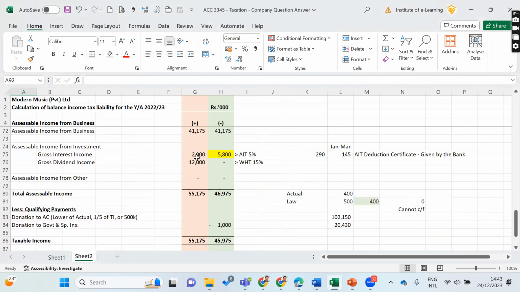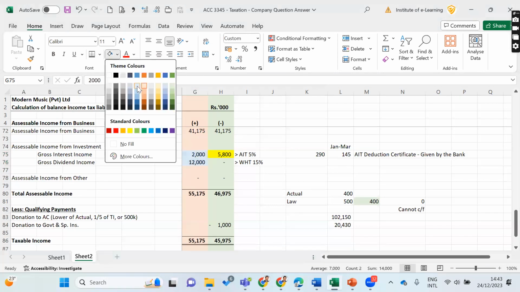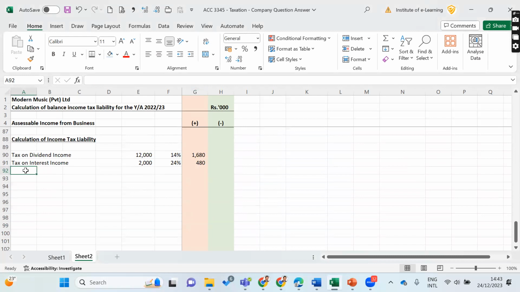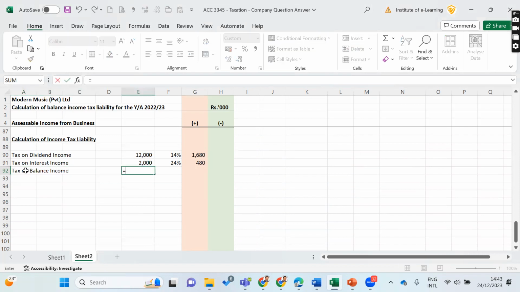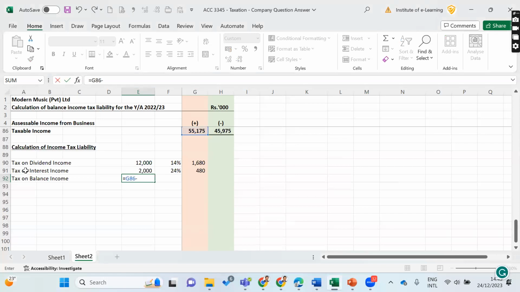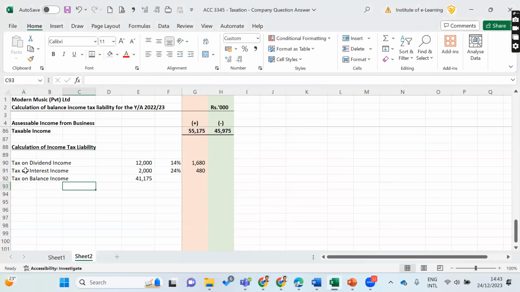I just took these out for you to understand these two, right? These two are considered. I will use a different color because they are already considered. Then the balance income tax liability for the first six months, right? Balance tax on the balance income, right? Balance income would be how much? This one minus this, right? What is the rate for the first six months?